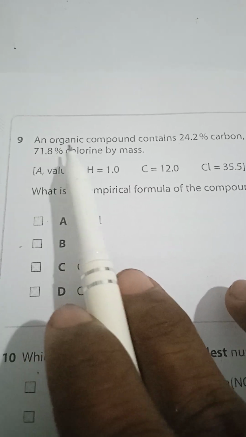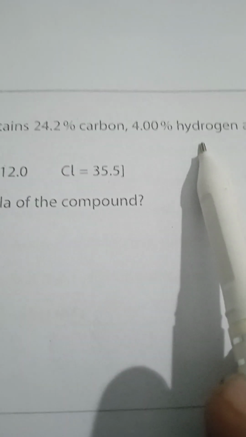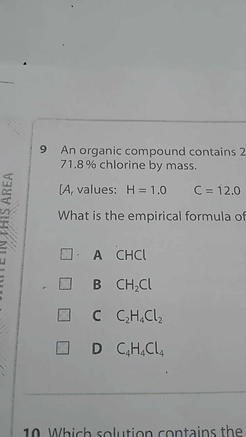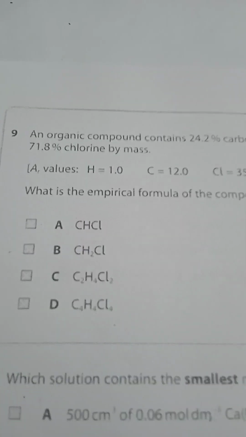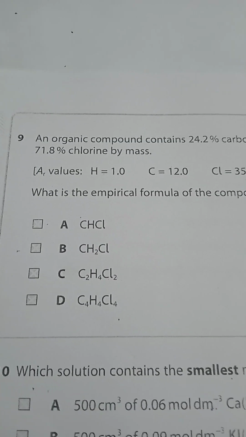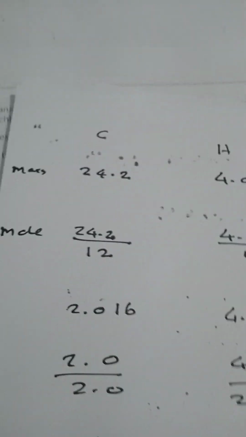Okay, children, now we are going to start the ninth question of the 2023 paper. An organic compound contains 24.2% of carbon and 4.02% of hydrogen, and 71.8% of chlorine by mass. They ask what is the empirical formula of the compound. That's a very simple question, very easy one.